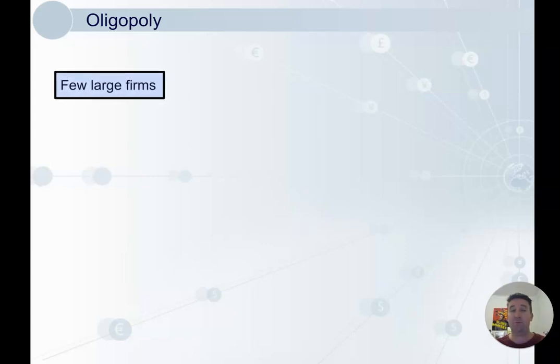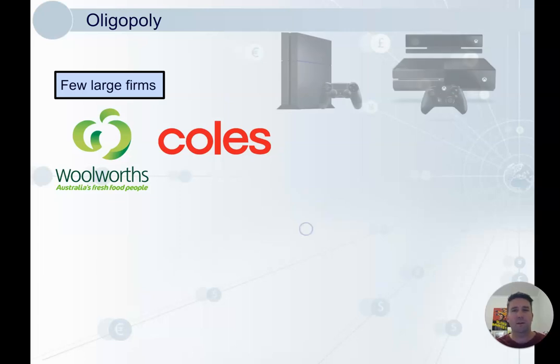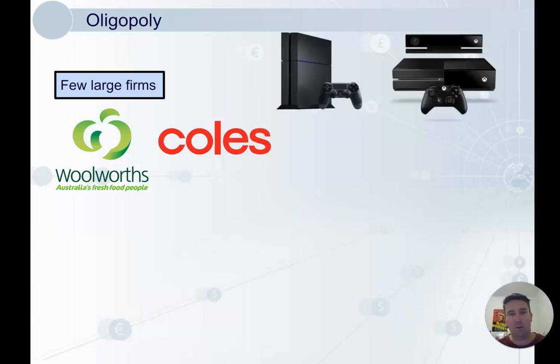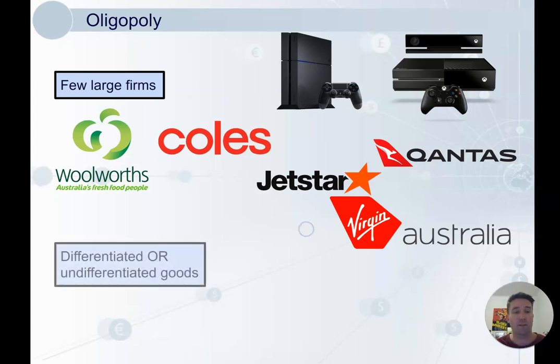First is that there are a few large firms. So there aren't many firms in an oligopoly. Let's think of industries like the supermarket industry, Woolworths, Coles, gaming, like game consoles. There's only a few ones. Airlines, domestic flights in Australia, there's only a few firms really doing that.